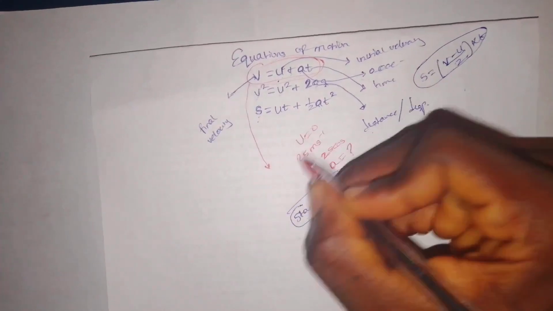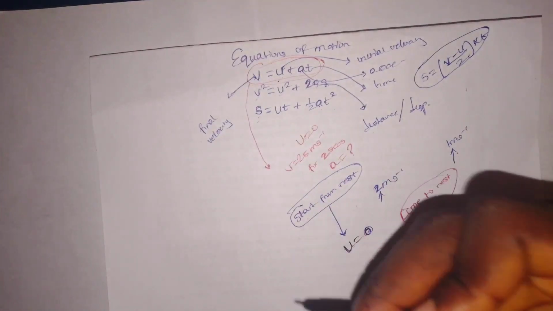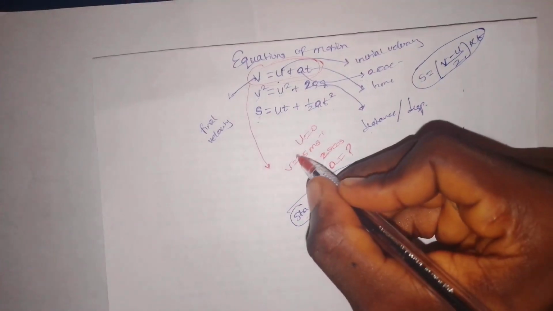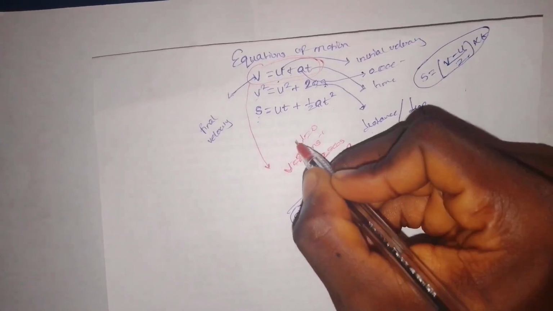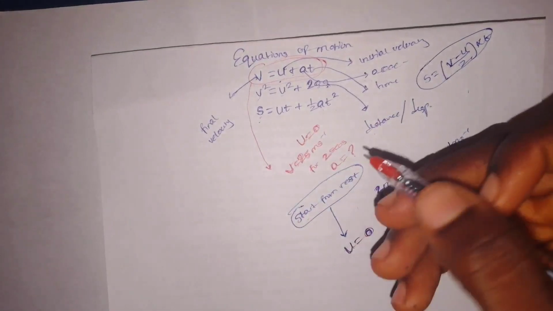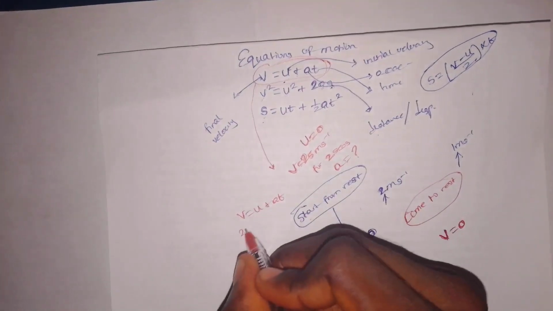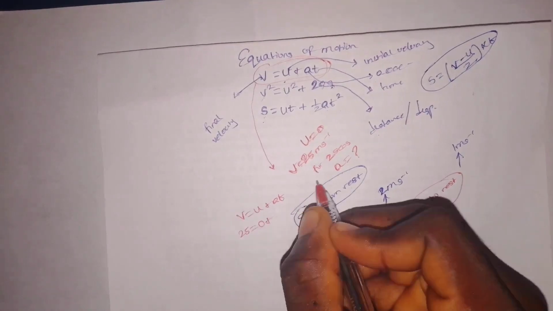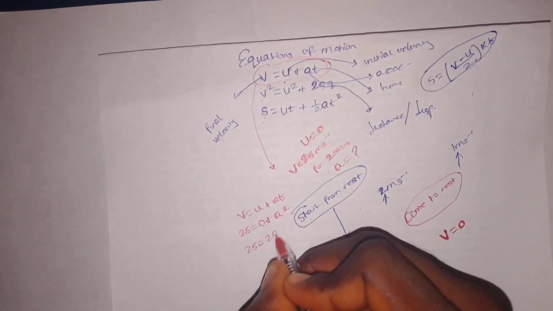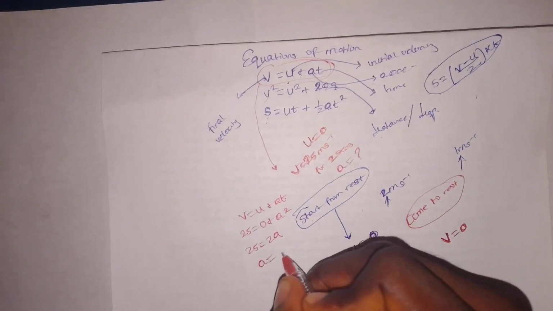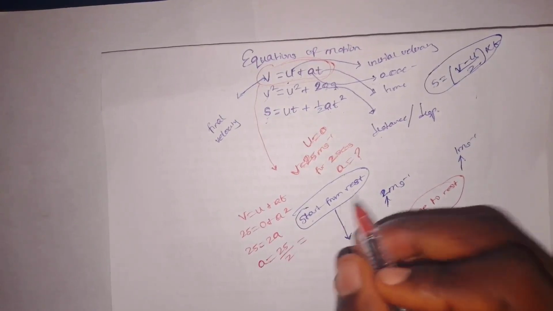Our u is 0, then our v is 25. Remember, in the question, they said a train starts from rest and moves with a velocity of 25 meters per second. So that tells you that the v is 25 meters per second, while the u is 0. If you want to calculate it, it is so easy. v equals u plus at. So our v is 25, u is 0, then a, then t is 2. So 25 equals 2a. So our answer will be 25 over 2, I think it is 12 point something or so.